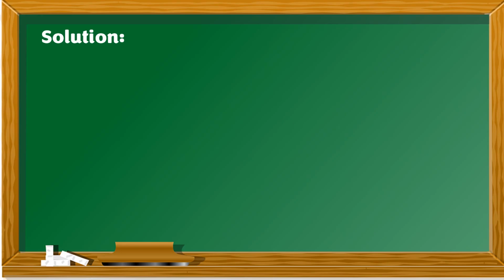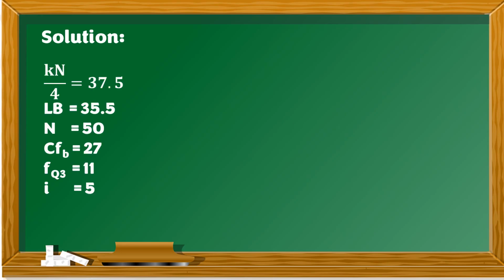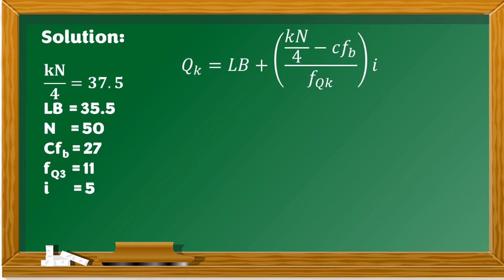Solution for the upper quartile class. So we have Kn over 4 is equal to 37.5. So that is the upper quartile class. And then the lower boundary of the upper quartile class is 35.5. The value of N is equal to 50. CFB is equal to 27. That is the cumulative frequency below the upper quartile class. And then the frequency of the upper quartile class is 11. And the interval is 5. So we're going to substitute now the given values in the formula.